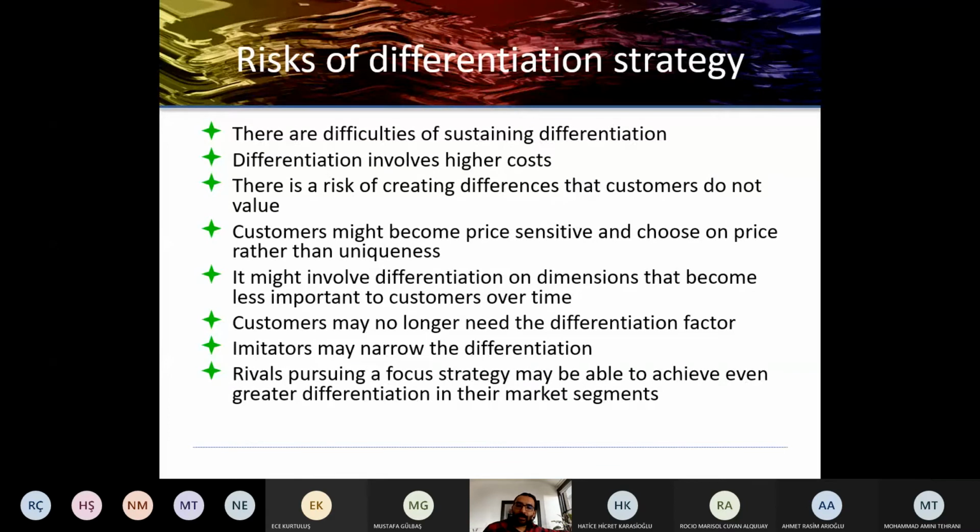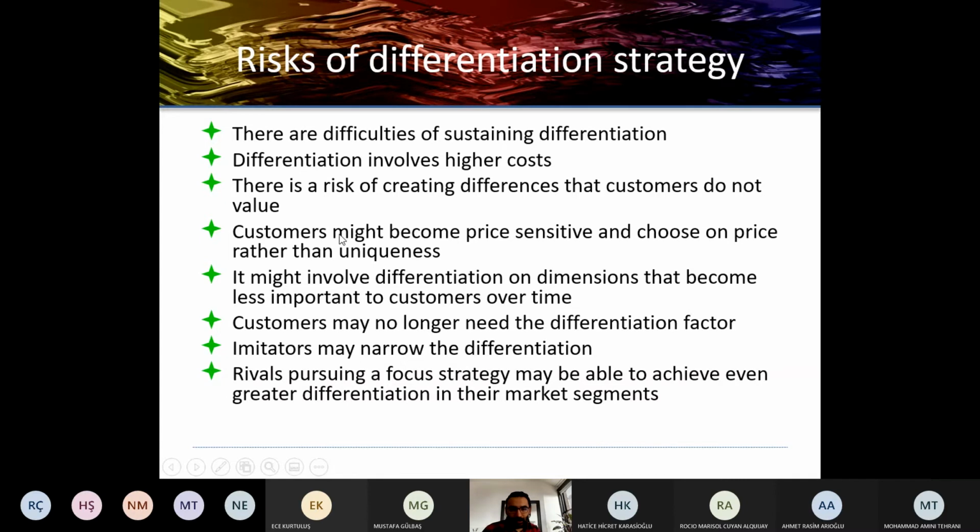Of course, there are some risks. I mean, it's very difficult to sustain differentiation. It involves higher costs. There is a risk of creating some differentiation that customers do not value. Okay, you can create a product that is very differentiated, very high quality, with very beautiful features, but customers may not like it. So what will happen to all the money that you spent on R&D? And it's a very common thing, especially in new technologies, new innovation. Okay, this is one of the other things.